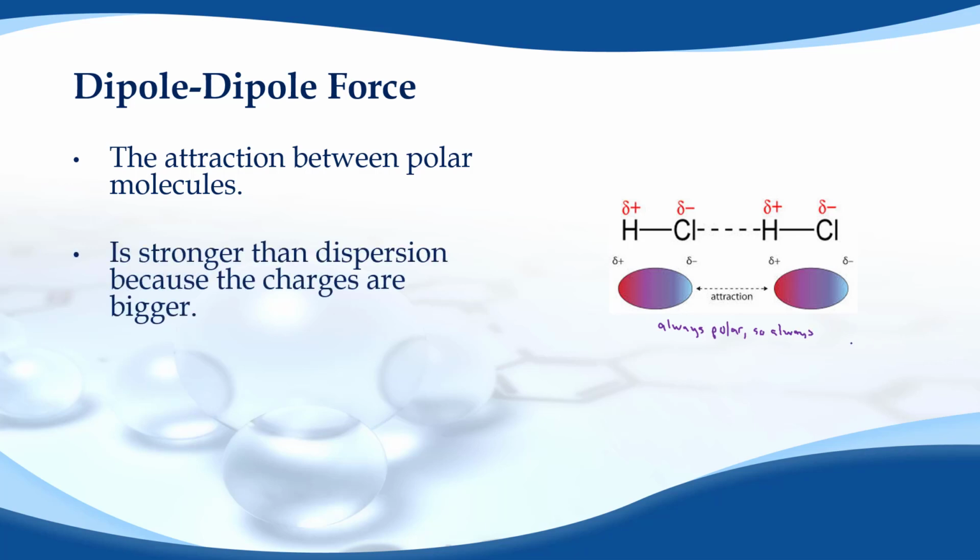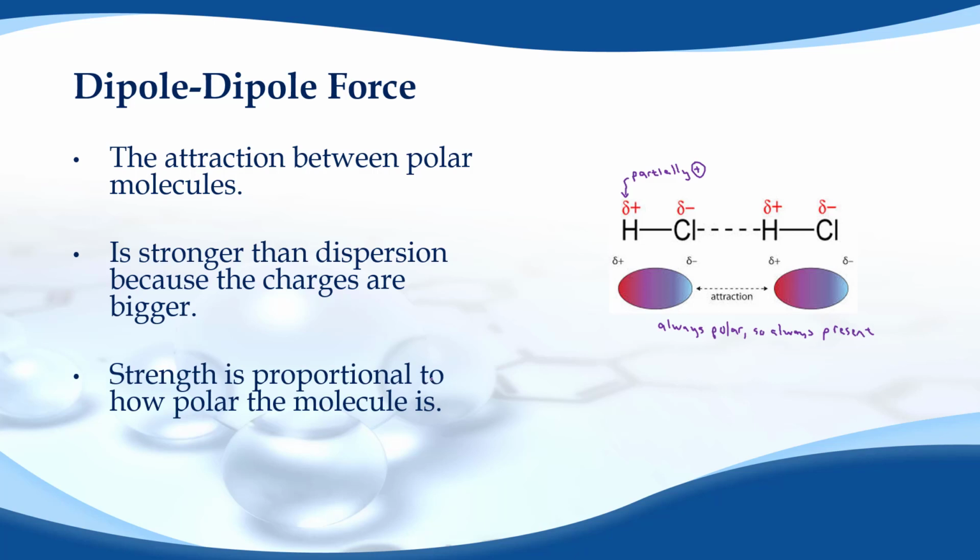Now, because the charges involved are larger and more permanent, dipole-dipole force is generally stronger than dispersion force. Right? So on a molecule-to-molecule basis, dipole-dipole is stronger than dispersion. And the strength of dipole-dipole is based on how polar the molecule is. So in this case, HCl, you would figure out the difference in electronegativities, and that will tell you how polar the bond is, and whichever one is more polar is going to have the stronger force. Okay, so this is our second force, dipole-dipole.